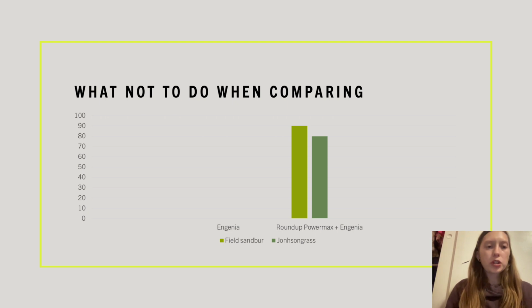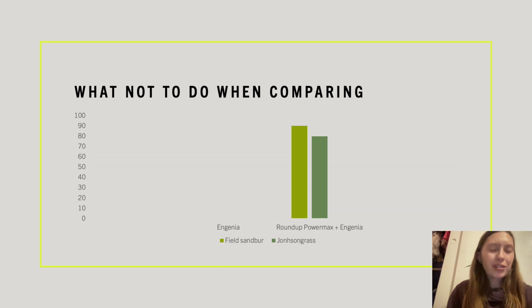Now, when we turn to look at this slide, this is an example of what not to do with comparing. What we did here was we compared the Engenia with the Roundup PowerMax Plus Engenia. But we were looking at separate control groups when we were comparing these. So that makes it less effective.